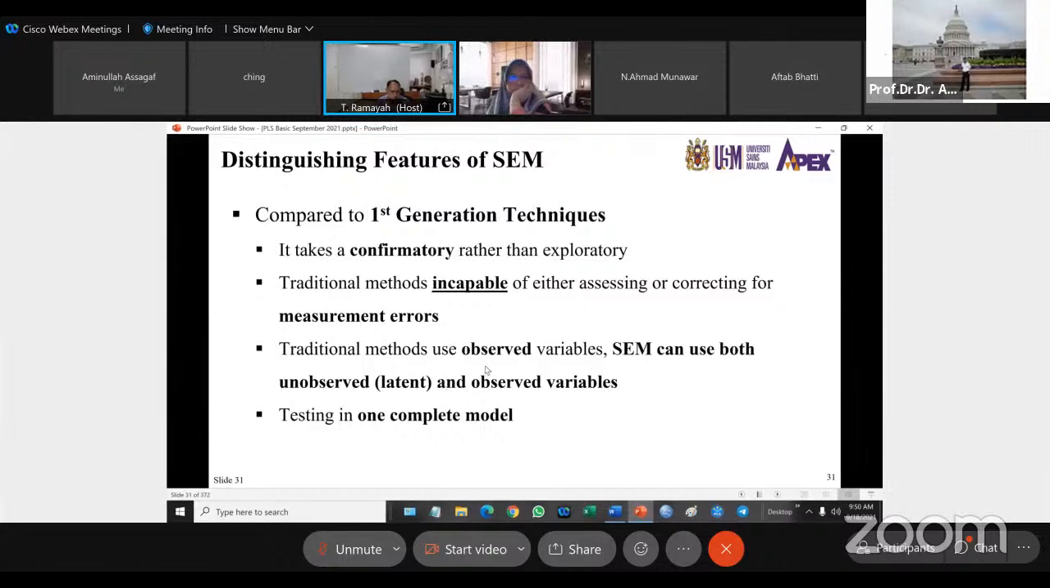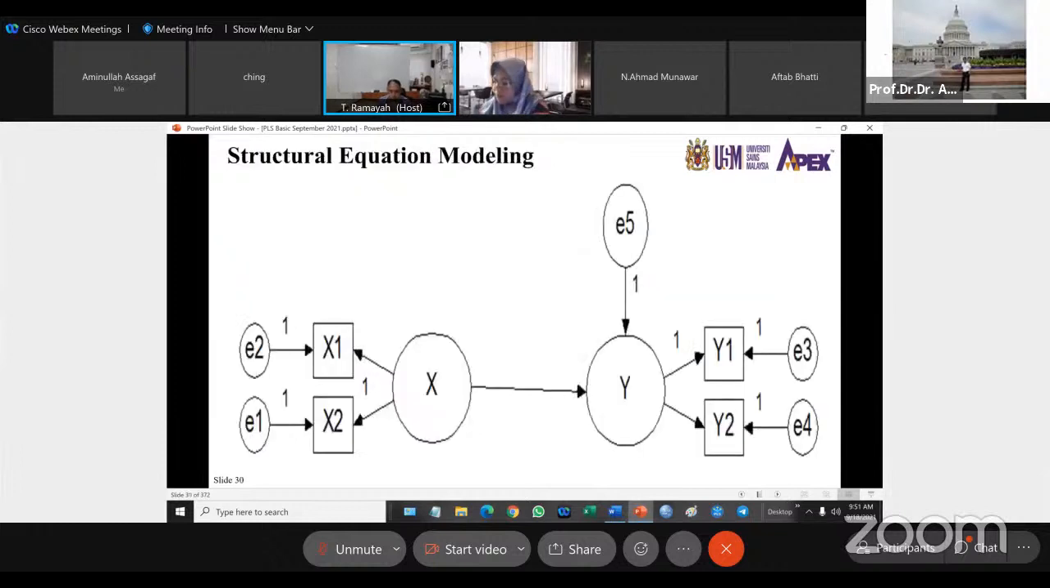The third one, we have talked about this, is observed and latent variables. In SPSS, your variable must be computed first. X must be computed, Y must be computed before you can run your regression. Whereas in structural equation modeling, you don't have to do the computation, because the software will calculate a score for you, called the latent variable score. So that's the difference between the first and second generation.